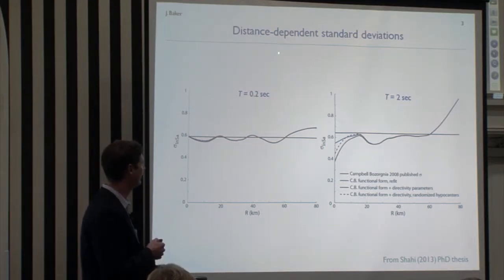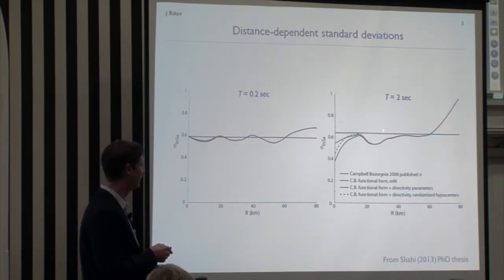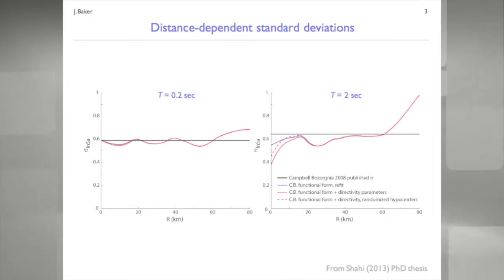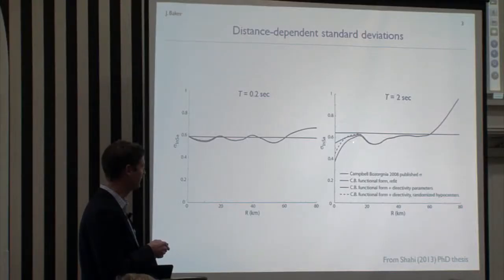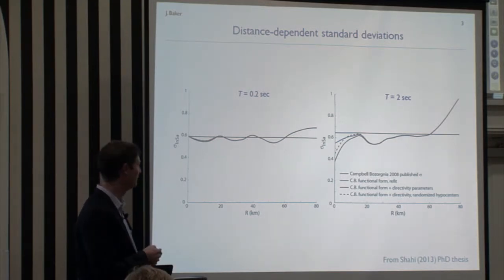So these are distance-dependent standard deviations from the model at a short period where nothing is happening because this directivity model just doesn't pick up anything, and at a longer period. So in black is the published sigma from the Campbell-Bozorgnia 2008 model, and then in blue is the refit functional form, but with a distance dependence in it, so in the neighborhood of the published model. And then if we put in the directivity parameters, you end up dropping the sigma a little bit in close, where presumably you're getting a little extra predictive power with these extra geometrical terms. But then if we randomize those and pull that back up, we end up, I think, just back up in the neighborhood of the regular model.